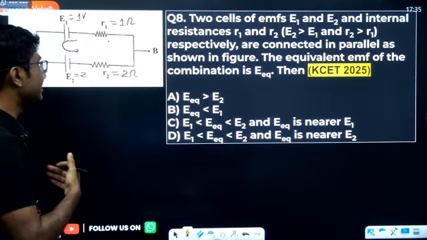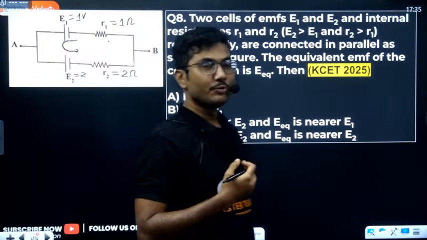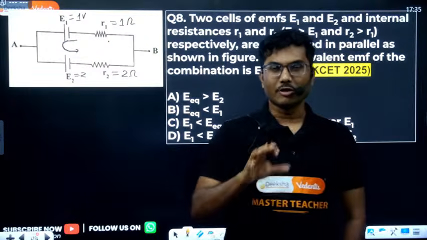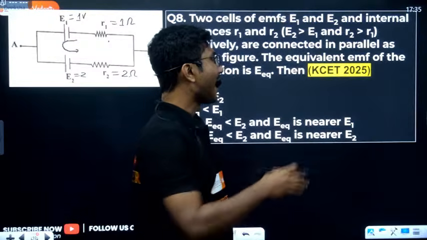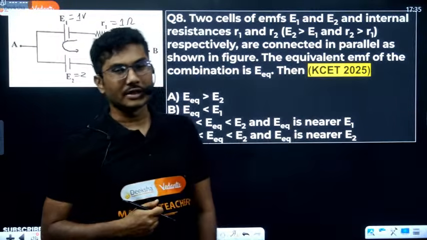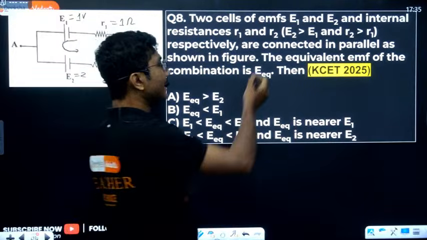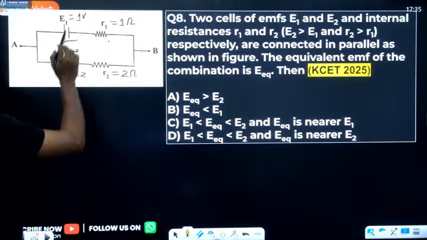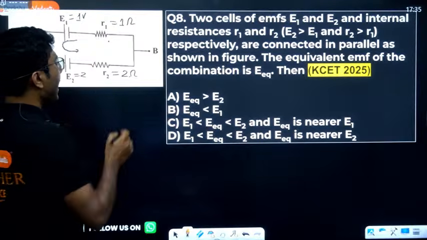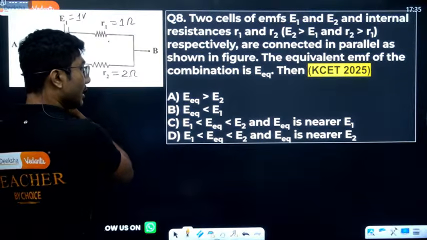So in such cases you take some assumed values, as small as possible but convenient, like 1, 2, 3, 4, and the basic condition given in the question must be satisfied. Here E2 is mentioned greater than E1, so we have taken E2 as 2 and E1 as 1. And R1 as 1, R2 as 2.